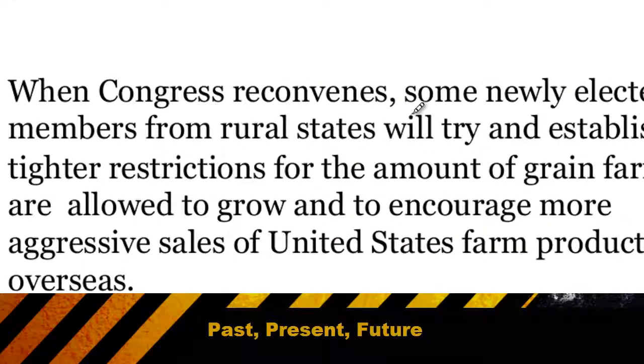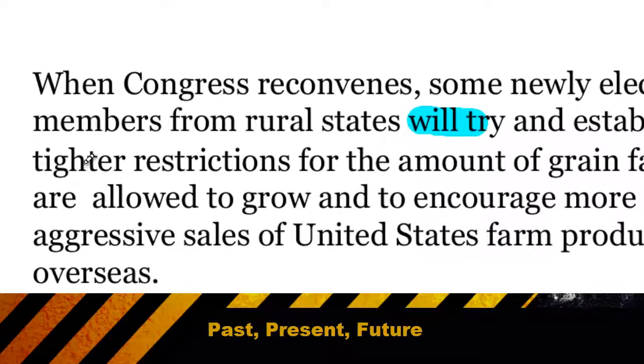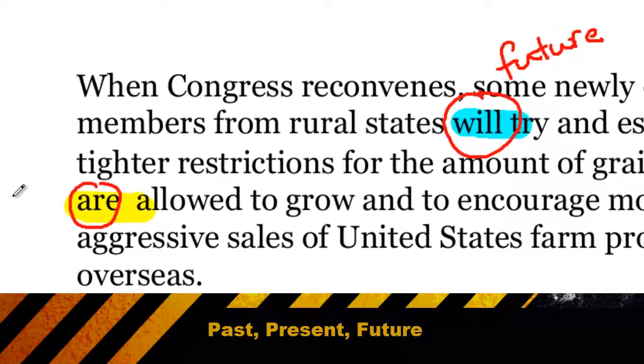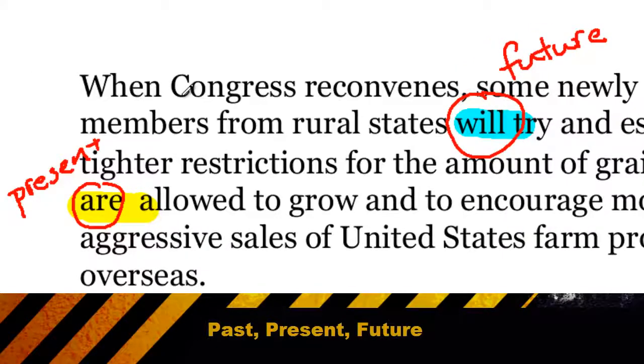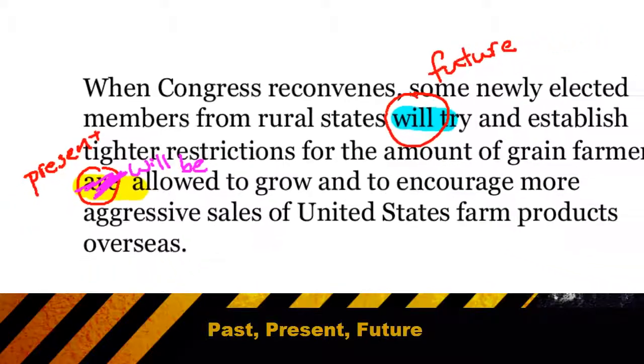This sentence begins by talking about what Congress will try and do in the future. And what they're trying to change is the amount of grain farmers are allowed to grow. So we have this conflict. "Will" is about the future, and "are" is about the present. So it doesn't make sense that tomorrow they're going to pass regulations on what we could do today. We have to make sure that what they do in the future affects the future. So we simply change the "are," which is present tense, to a future tense, something like "will be." And now what they're doing in the future will affect the future.